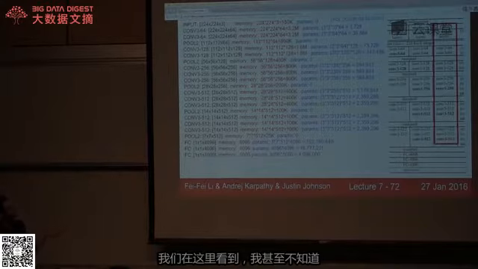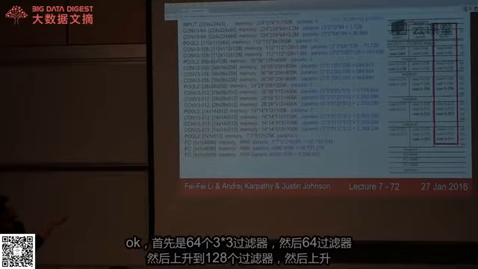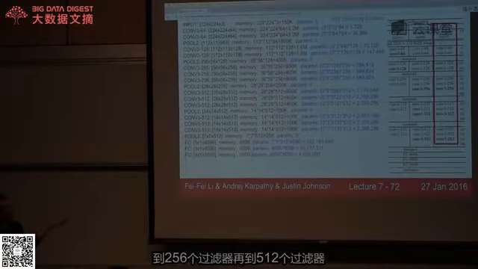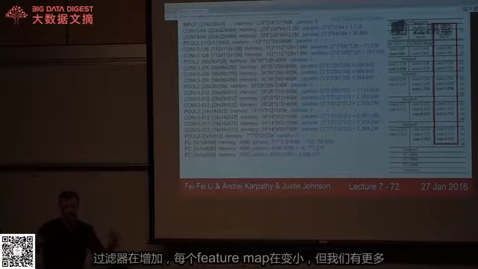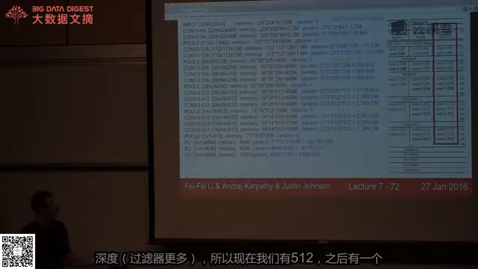Okay, so 64 filters, 3 by 3, 64 filters, then it goes up to 128 filters, then to 256 filters, then to 512 filters. So as the spatial size is decreasing, the number of filters is increasing. Spatially the volumes get smaller, but we have more depth, right?